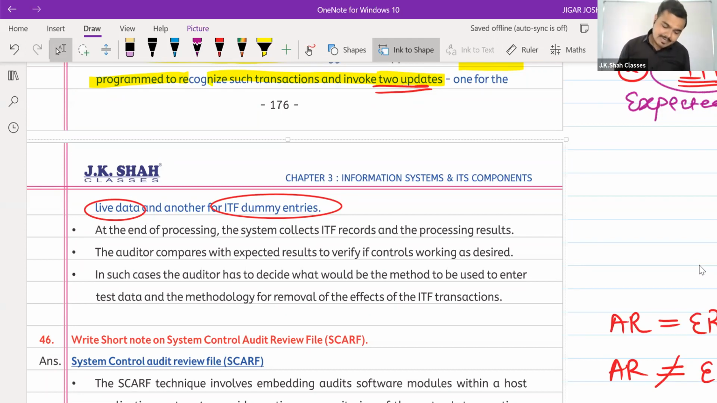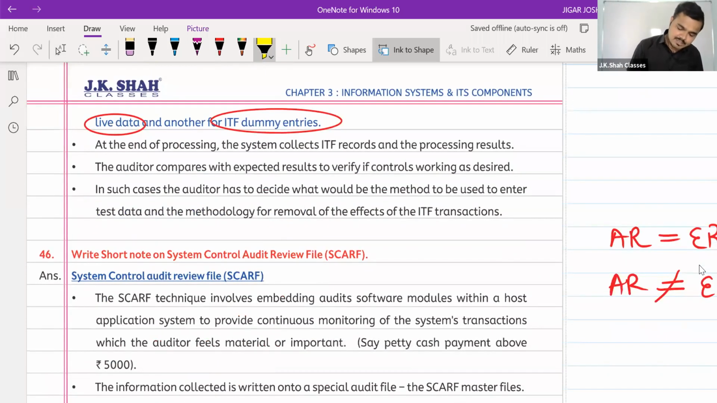At the end of the process, when the process is done, the system collects the ITF record and the processing result. The auditor then compares the expected results to verify if the controls are working as desired or not. If the expected is matching with the actual, then we can say that yes, controls are working as desired, whatever we had expected from the machines to identify the fake currency separated from the original currency, that is working in a very perfect and fantastic way.